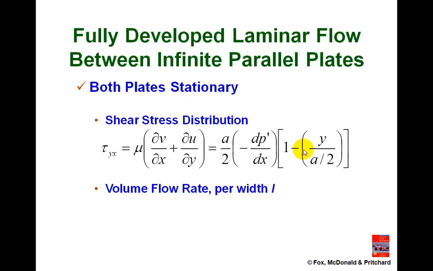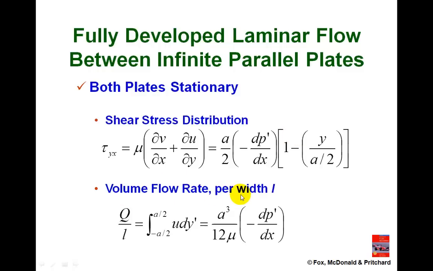Or if you use y prime, that'll just be times y prime over a over 2, but it'll be minus, so minus y prime over a divided by a over 2. And then the flow rate per width into the z direction, q over L, is given by the integral from minus a over 2 to a over 2 of u dy prime. So dA is dy prime times this length times this thickness into the page L. And so this looks like flow in a pipe, but here the constant is different because it's two-dimensional.